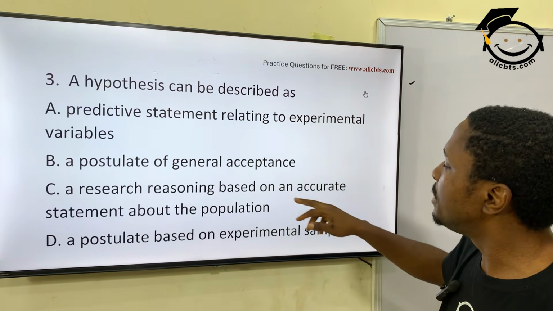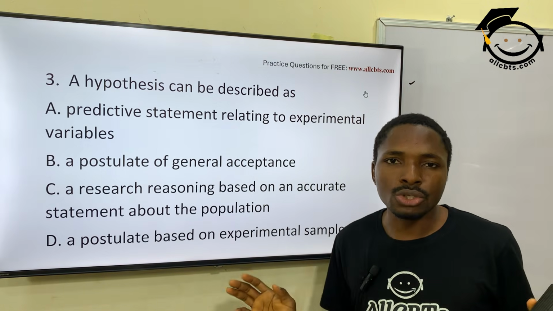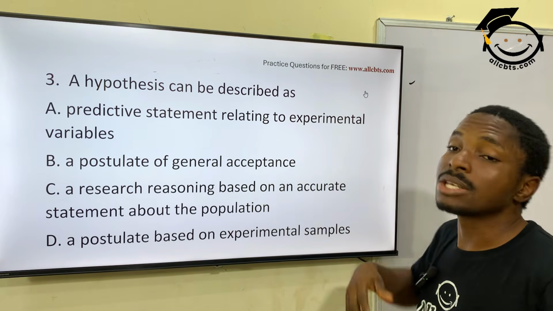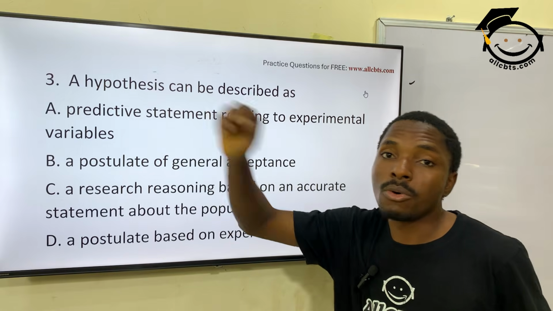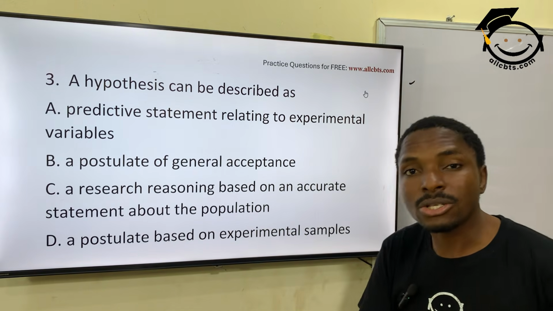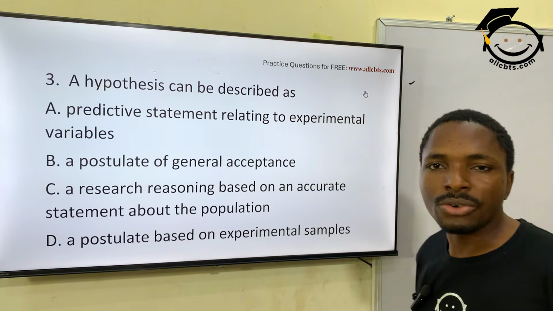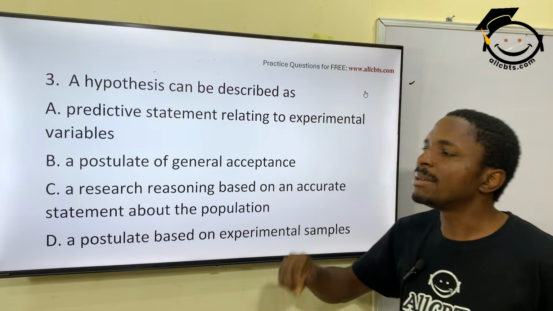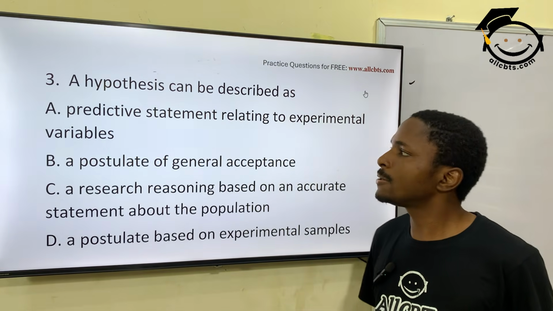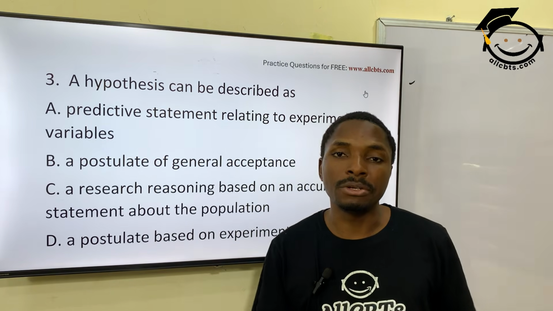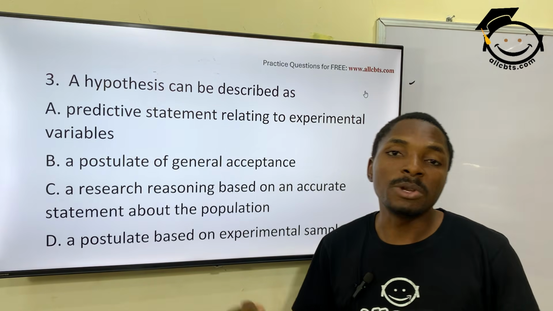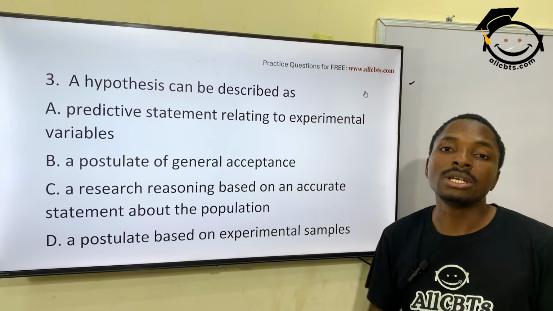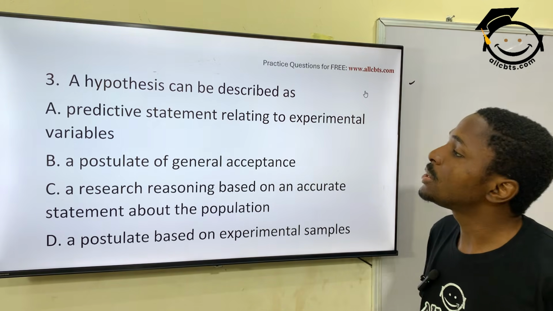A research reasoning based on an accurate statement. This is a conclusion. At the end of every research, you must have a conclusion. So a research reasoning is a conclusion. It's not a hypothesis anymore. Hypotheses are like guesses, strong guesses. So this is the only one that looks correct. A hypothesis can be described as a predictive statement relating to experimental variables. Based on variables that we have experimented on, we can come about a statement, and that statement is safe to be called a hypothesis.